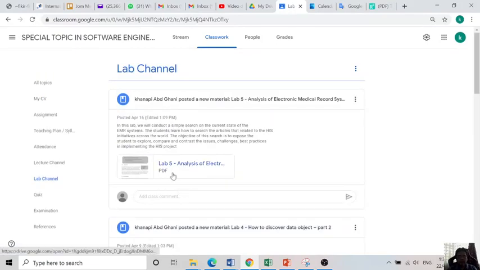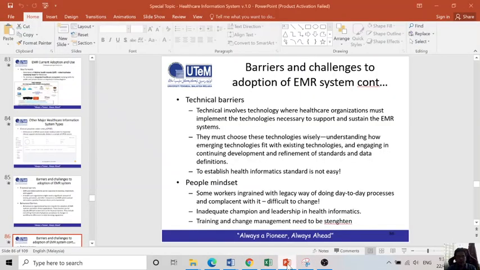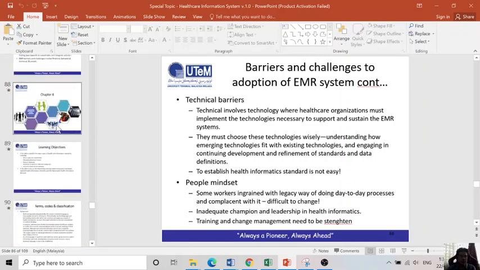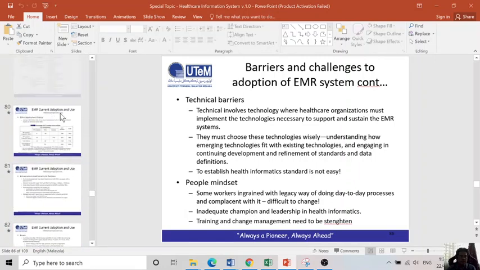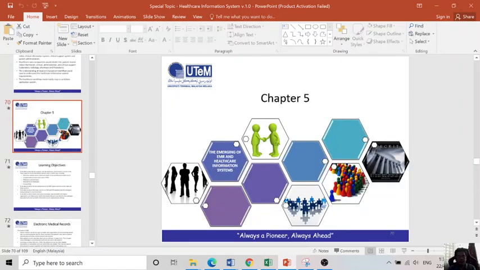Then lab 5 is actually this week, discussing the analysis of electronic medical records. So this chapter is regarded to chapter 5 of the lecture, imaging of EMR and healthcare information system.